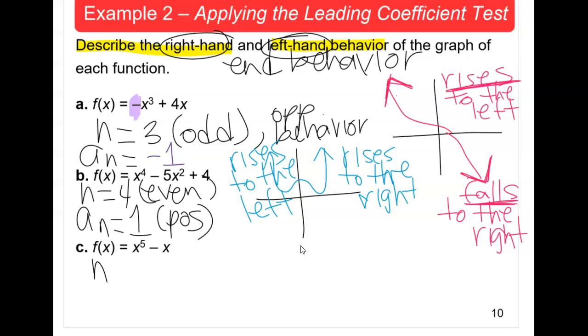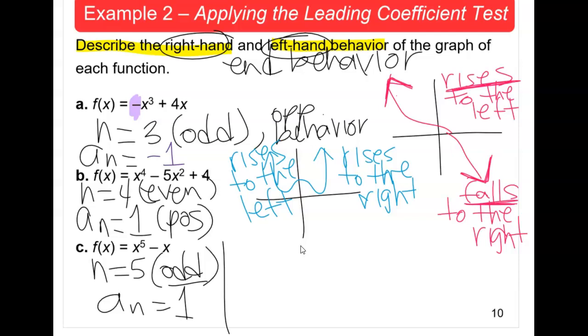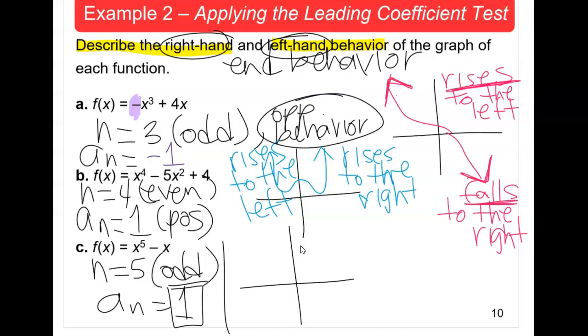So here degree is 5. We know it's an odd number, so it's odd degree. And we see the leading coefficient is, what is it? Positive 1, because we don't see a number there. So it's positive 1. So here we're going to have odd degree, so we're going to have opposite behavior. However, because the leading coefficient is positive, remember those lines with positive slope, they were leaning to the right. So I want to mimic this behavior here.